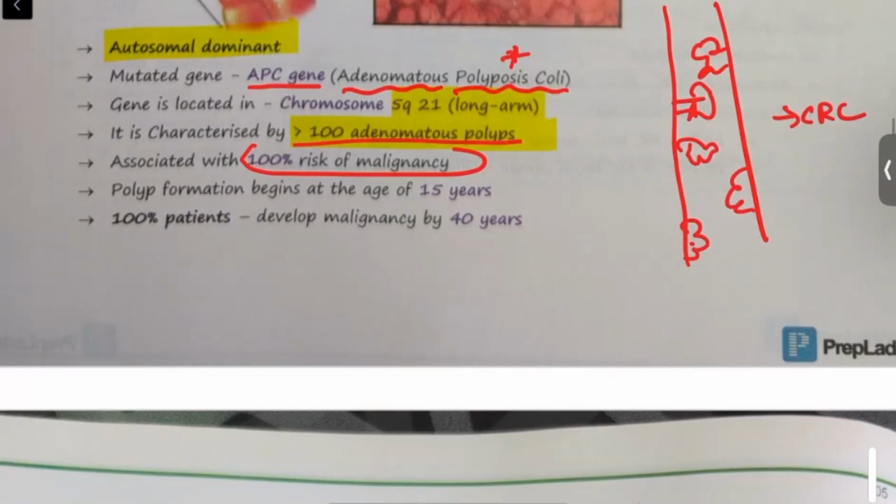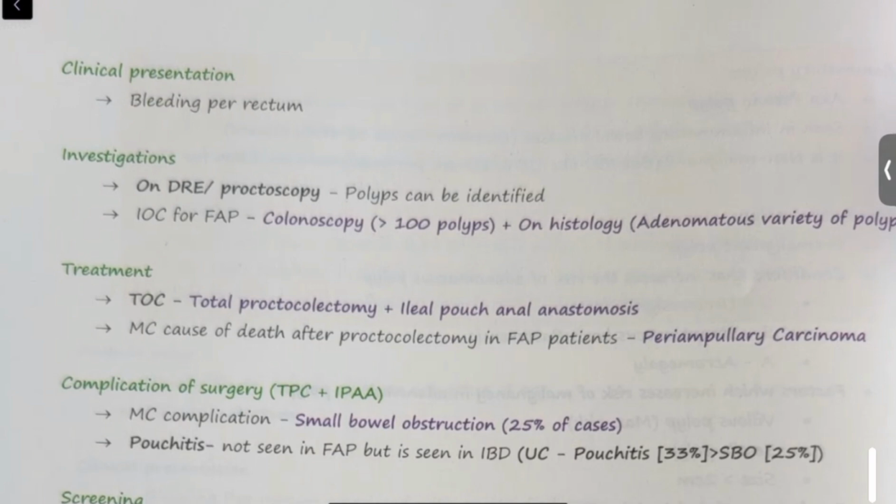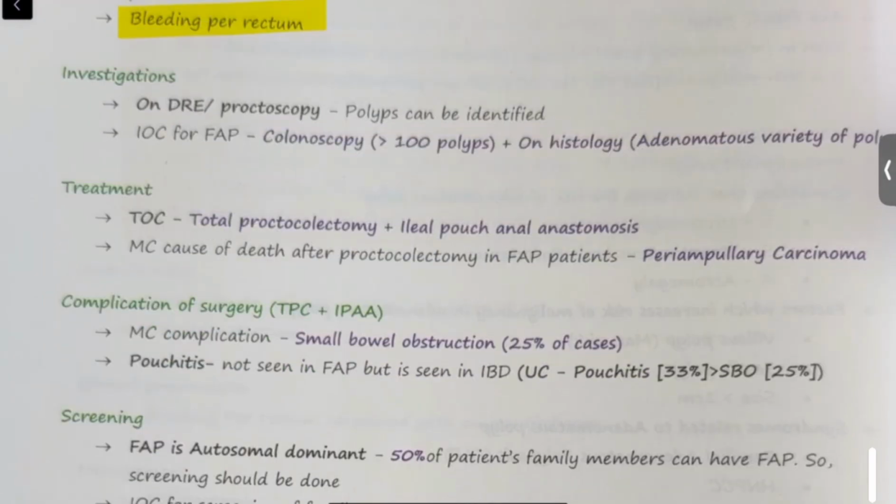The polyp formation begins at the age of 15 years. Okay, one polyp may begin at 15 years, but by 40 years of age, that is within 25 years, 100% of patients will develop malignancy. So what will be the clinical feature? Obviously with polyps there will be bleeding per rectum. And investigations, it can involve any part of the GIT.